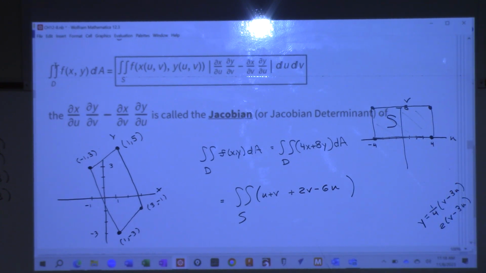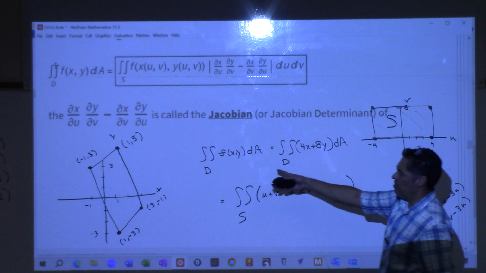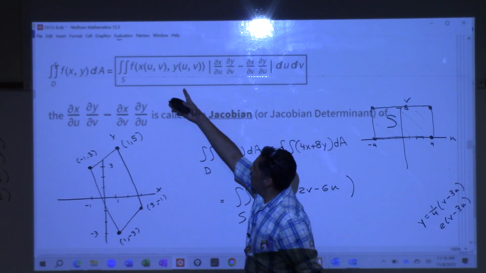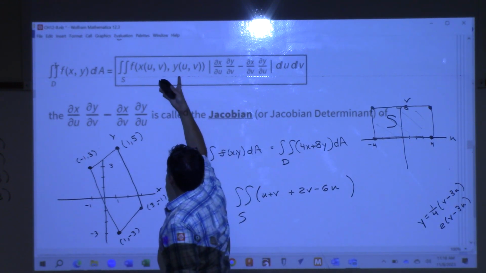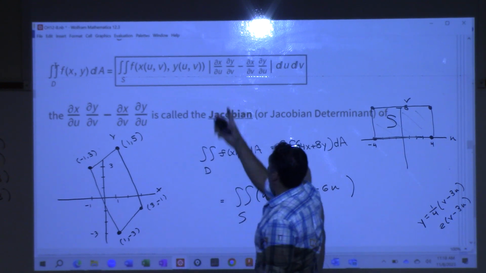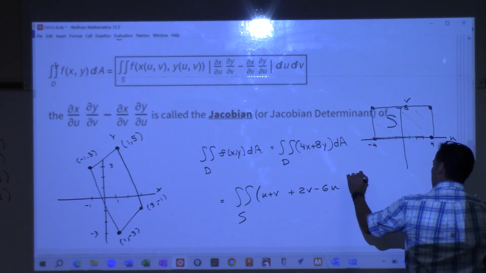Are you all clear where I'm getting that from or no? Yep. You sure? Everyone's good? Sure? That's just this, right? Replacing this, plugging the x, y transformations in to the function. Now I need that. So magnitude.